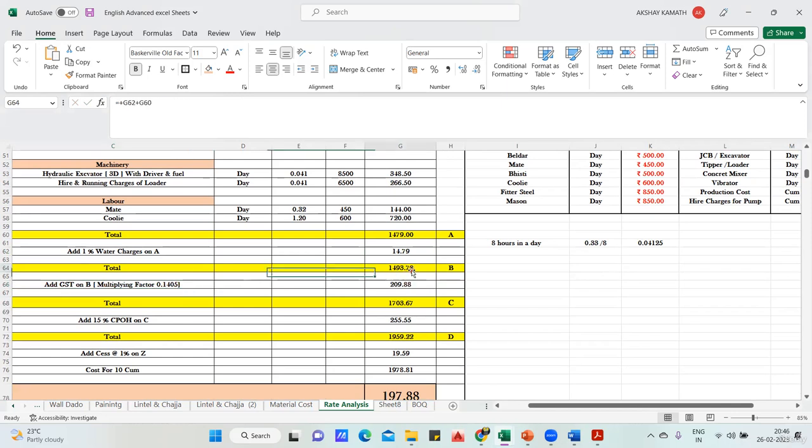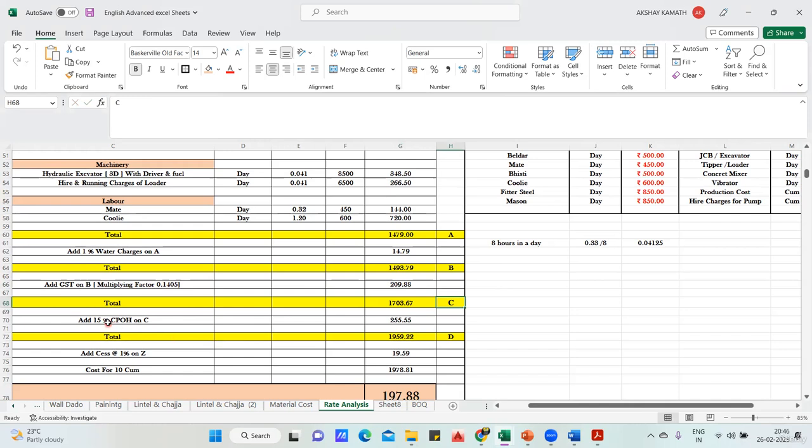Next, we need to add the government GST of 14.5%. I'll add everything now. 1479 plus 14.79 will be 1493.79. This is B. Now add GST on B. That means on this, I'll add a GST of 14.5%. So 1493 multiplied by 0.1405 will be 209.88. Now the total will be 1493 plus 209, which will be 1703.67. I'll name it as C.